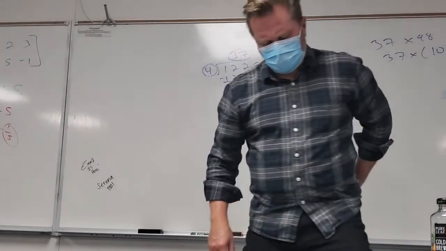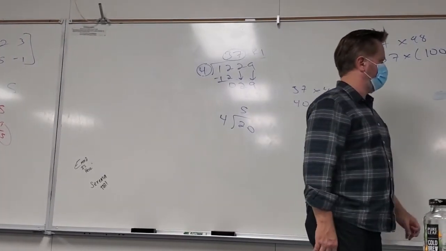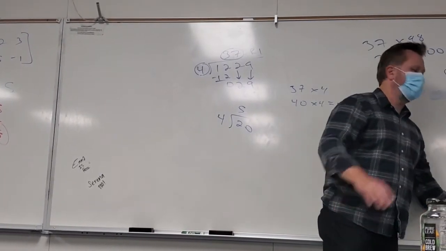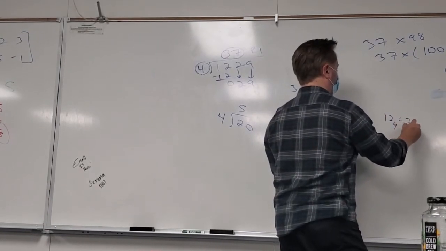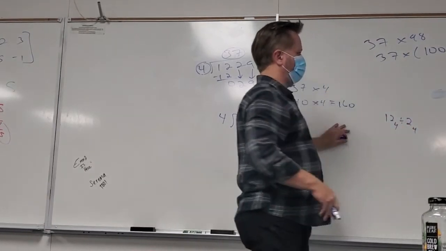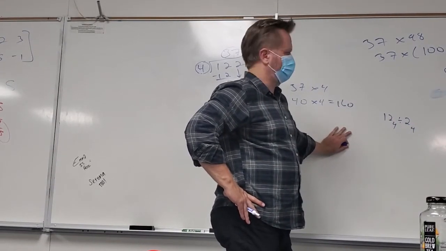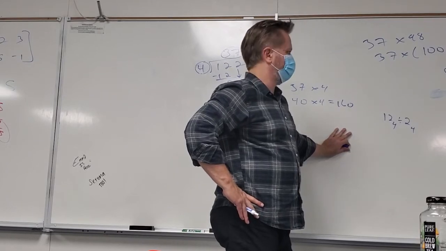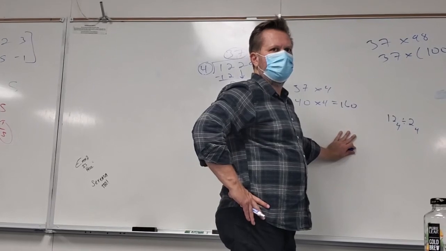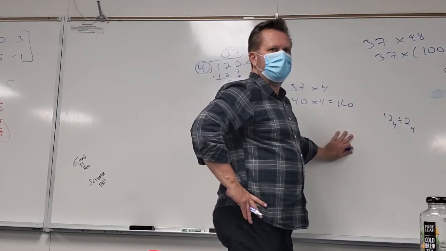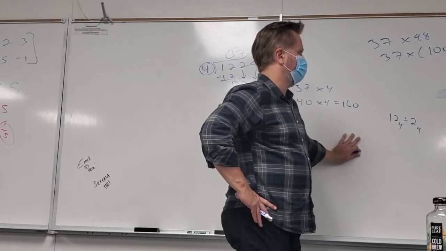So what's your question? It's going to be asking me for something like base 4. So I could say, what is 12 base 4 divided by 2 base 4? Just look at the table. 12 base 4 divided by 2 base 4. I'm looking at it wrong, so how would I do 2?